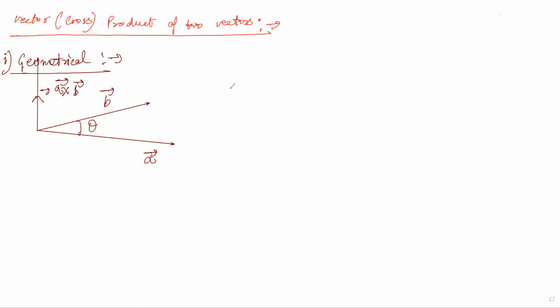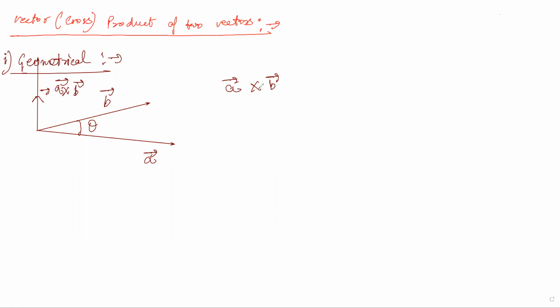If you are writing A cross B, rotate from A to B, and while rotating this, use your right hand. So come from A to B, and your thumb will be upside. If you're coming from B to A, then your thumb will be downside.